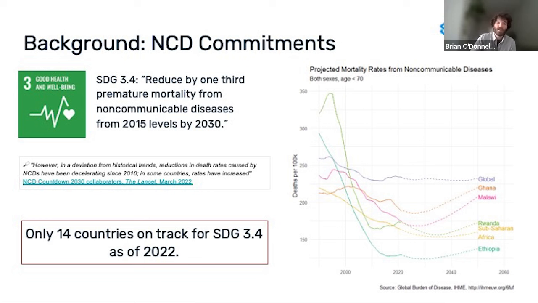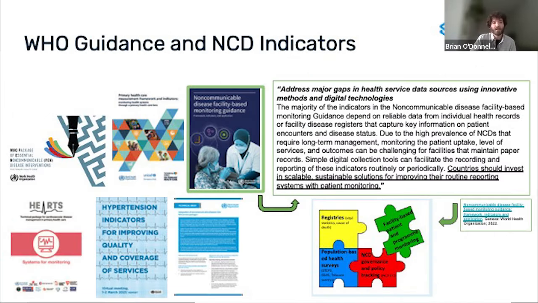We can see that the world has made a strong commitment to tackle the challenge of NCDs already. As you all likely know, SDG 3.4 states that countries should reduce by one-third premature mortality from NCDs. But progress has stagnated somewhat, and most countries are not on track for this. Even before the COVID pandemic, in fact, only 14 countries were on track to meet this target long-term. Moving on to the next slide here.